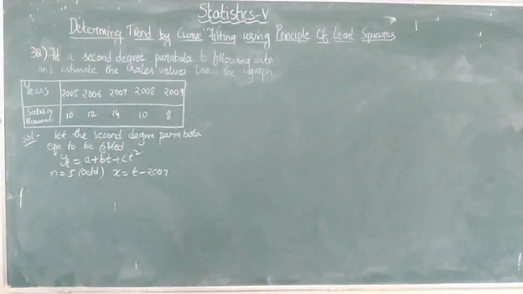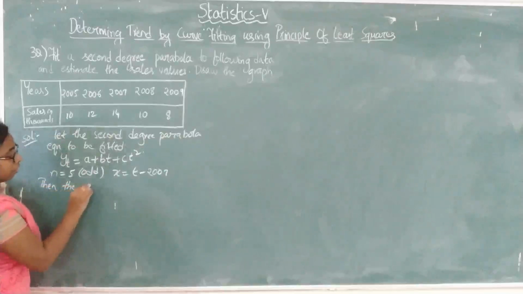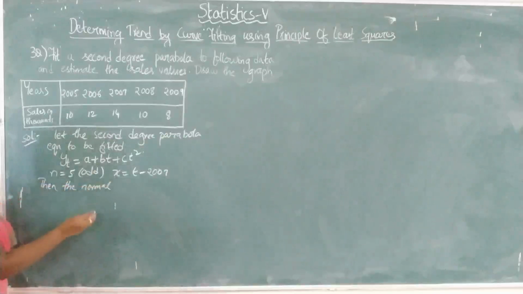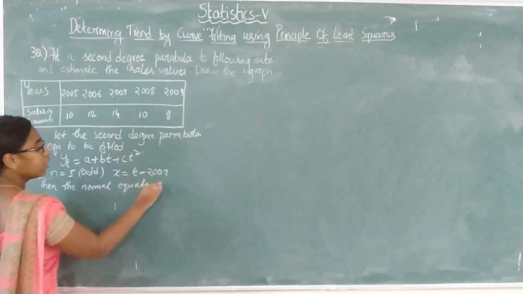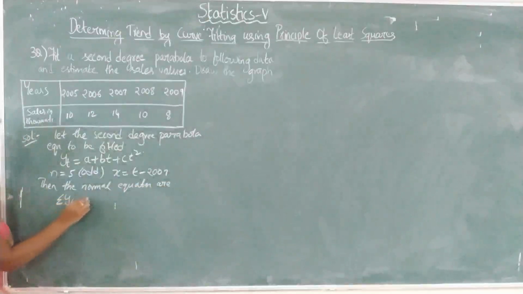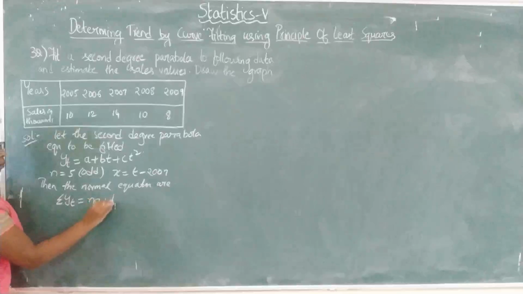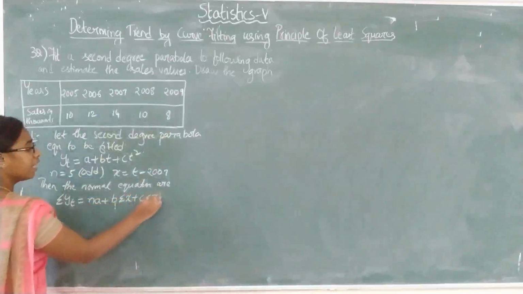origin by using the relation x equals t minus 2007. So then the normal equations are, so for parabola, how many normal equations are we going to write? 3 normal equations. What is the first normal equation? Summation yt equals na plus b summation x plus c summation x square.